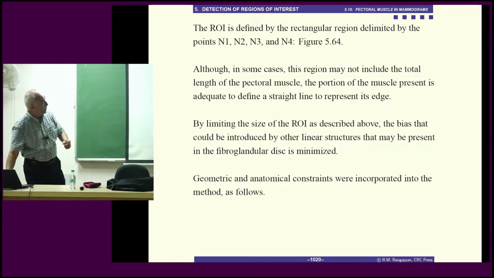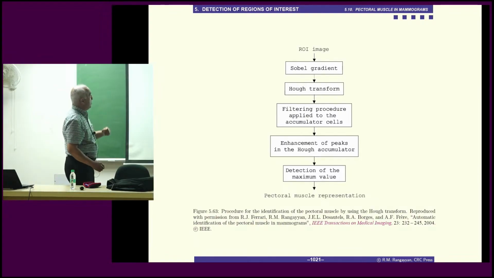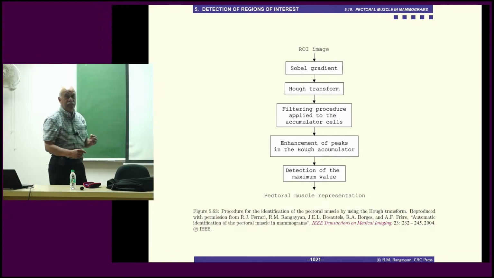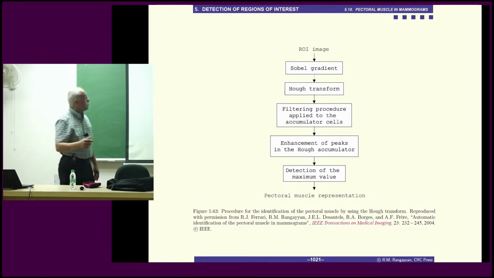So we added some geometrical and anatomical constraints, as you will see. First we apply the Sobel gradient and then the Hough transform. The Sobel gradient gives us the edge, and the Hough transform helps us in detecting straight lines. There could be multiple straight lines, little pieces that come from other parts.